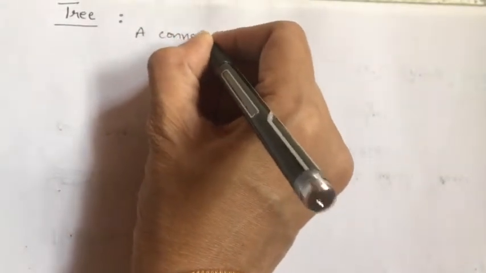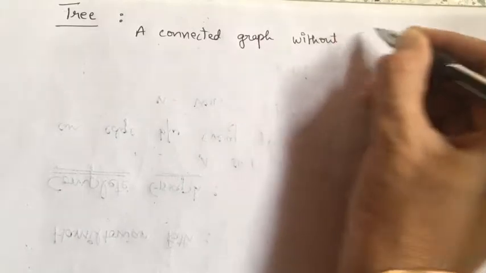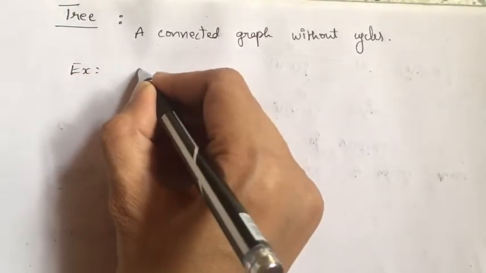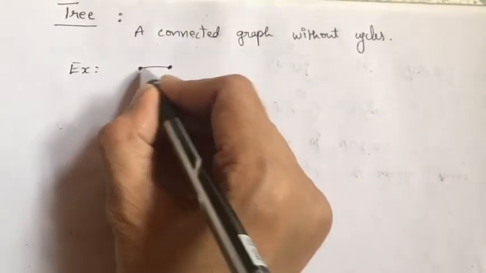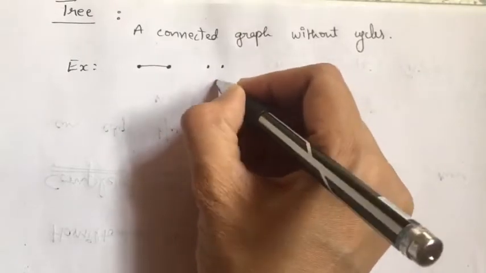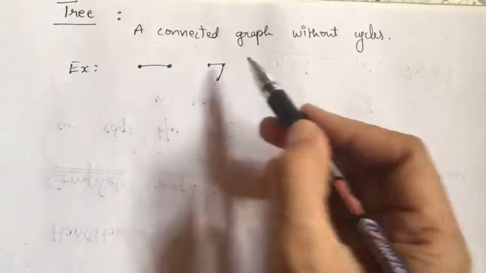One more type of graph is the tree. It's a connected graph without any cycles. A graph without any cycles is nothing but a tree. It's a connected graph without cycles or circuits. For example, if I take two vertices, then this is also a tree. If I draw simply three vertices like this, then this is also a tree. If I join these two, then it has a cycle, therefore it cannot be a tree. If there is no edge between them, then it is a tree.